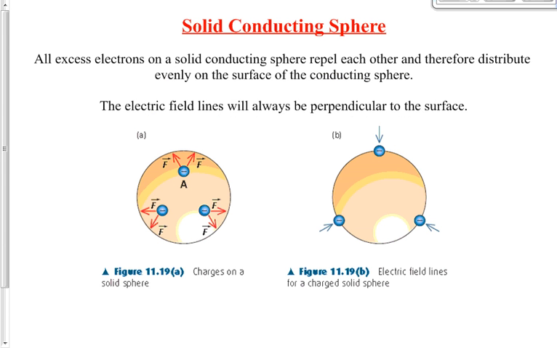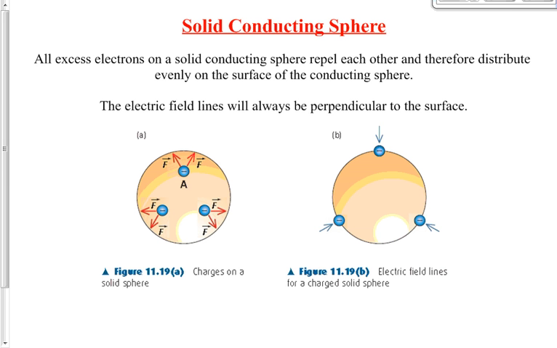Okay, we're going to analyze a few different shapes here and see when that point occurs for all of these different shapes. First one's going to be a solid conducting sphere. That's what you see up on the board right now. It's like a marble, except it's made out of metal.